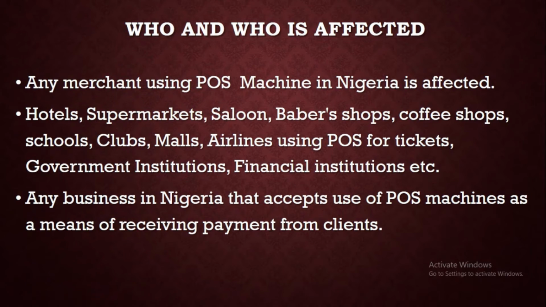Now, who is affected by this POS fraud system we're talking about? Any merchant using a POS machine in Nigeria is affected: hotels, supermarkets, salons, barber shops, coffee shops, schools, clubs, malls, airlines using POS for ticketing, government institutions, financial institutions, etc. As long as you're using POS in Nigeria and you do not check what is credited in your POS account, there are elements of fraud that you may not know. The reason you don't know is because you've not been checking that account on a one-on-one basis.